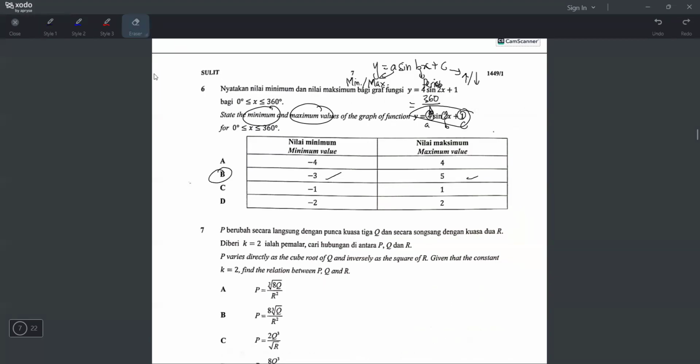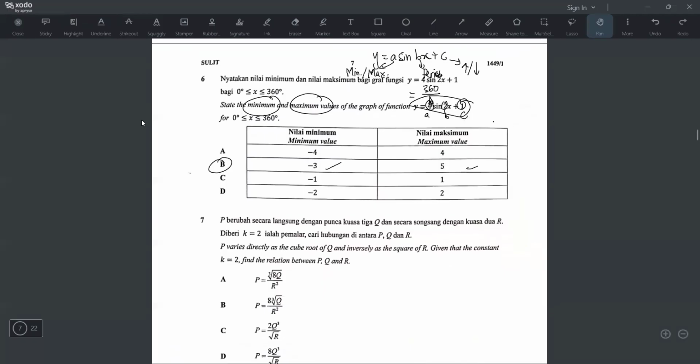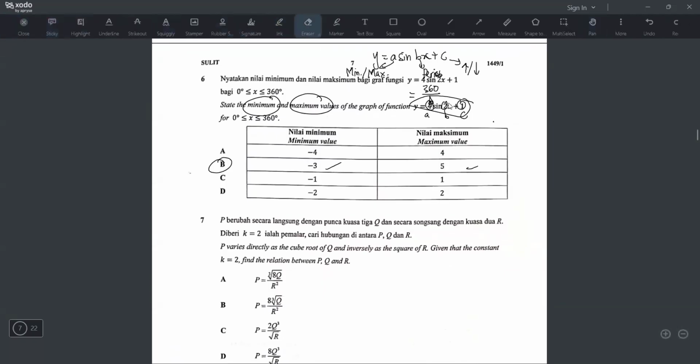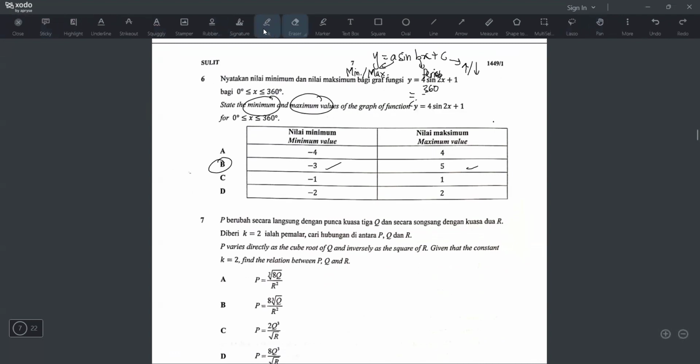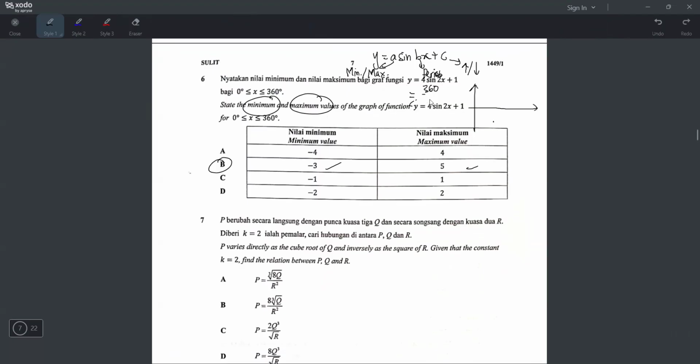I will just straight away draw the whole graph for you. When we draw the graph, we need to make sure we look at the B first. So I'll just draw a rough sketch. The B here is 2 and it's sine 2x, right? That means the period will be 180, because the period is 360 divided by b. So the period will be 180.